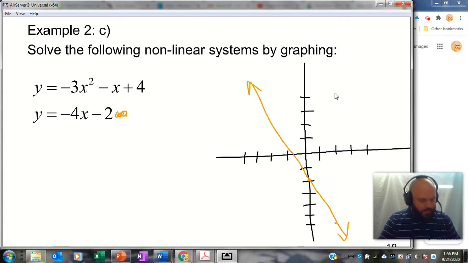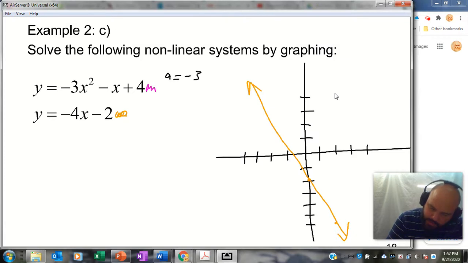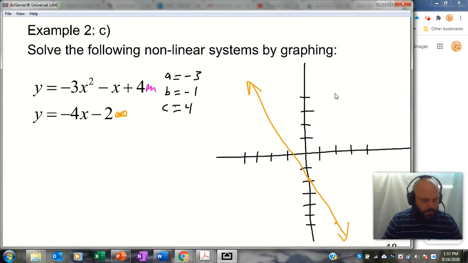So now the second equation is going to be a little bit trickier because it's a parabola, but let's make it happen. Let's use, I don't know, pink for this one. Going to draw a little bit off to the side. First thing I'm going to do, identify A. A is -3. B is -1. And C is 4. Okay, everybody good there so far?